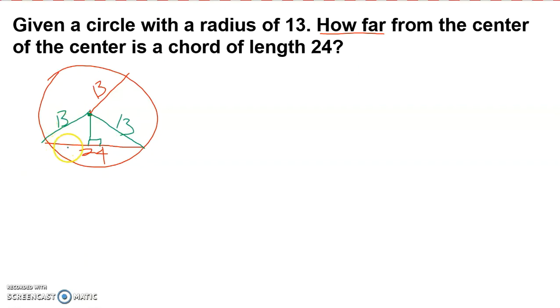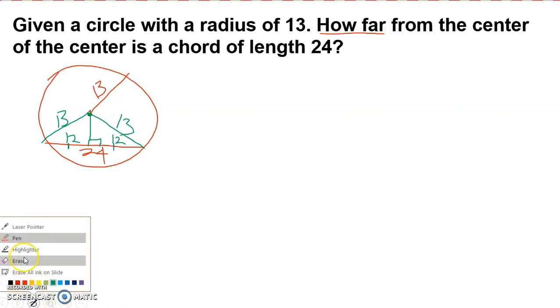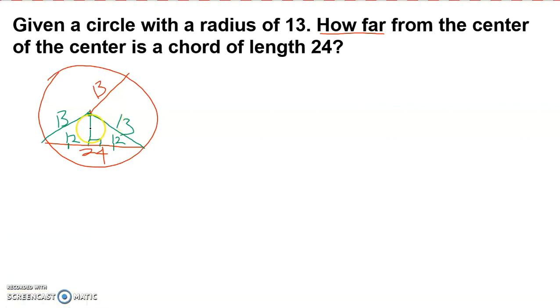Since this line is perpendicular to the chord, it bisects the chord, so these two segments will be congruent. That makes this side 12 and this side 12 also. Then we are looking for the distance, so we can label it D. It's not a full radius, because a radius goes all the way to a point on the circle, but it is part of one.